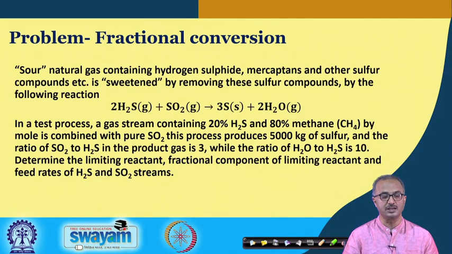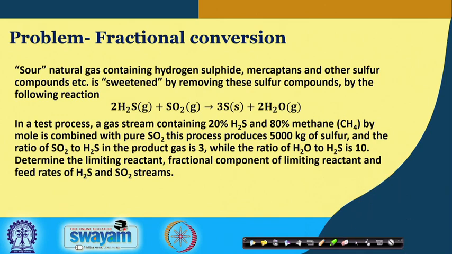So first we take up a problem like this: we have a sour natural gas that contains hydrogen sulfide, mercaptans and other sulfur compounds. Whenever we get natural gas from the earth, it has many impurities, which is why the raw natural gas cannot be used directly for our consumption. So we take out all the impurities, and one of the impurities is sulfur and its compounds.